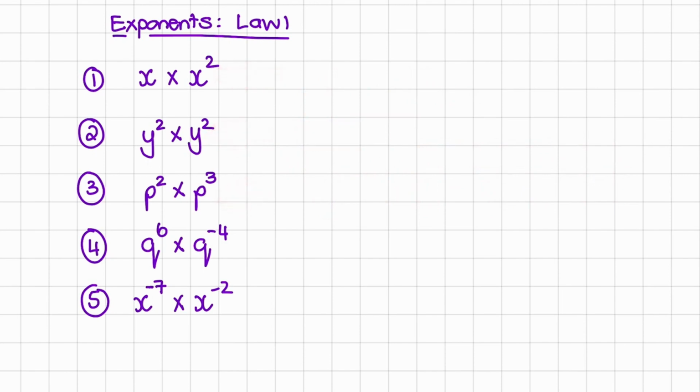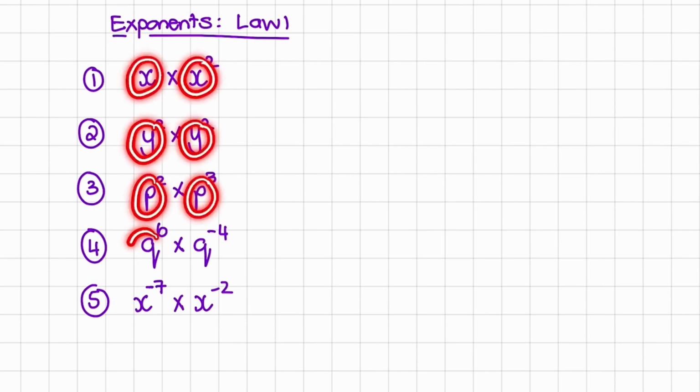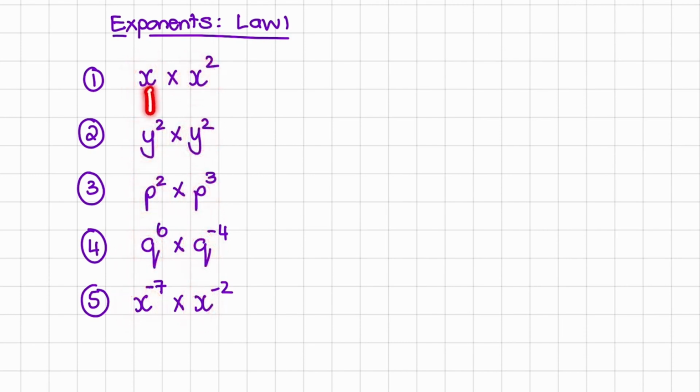And that same law counts for variables. And in all of the examples, I want you to notice that the variables in each example is exactly the same. And that's the first condition of this law. The base values must be the same in order for us to add the exponents.